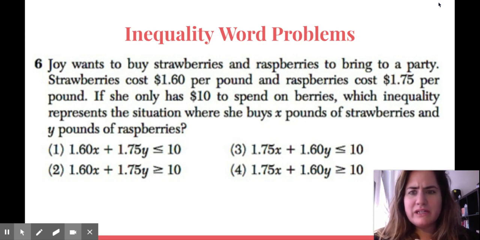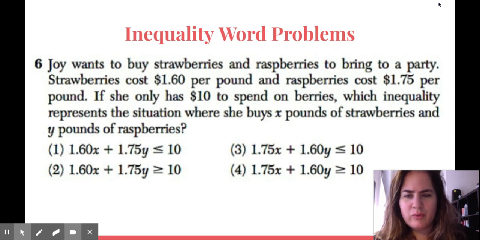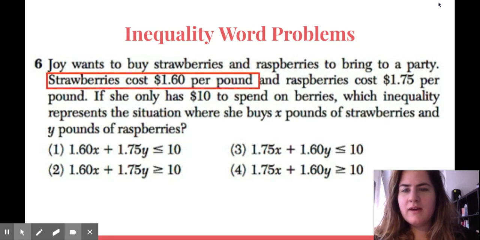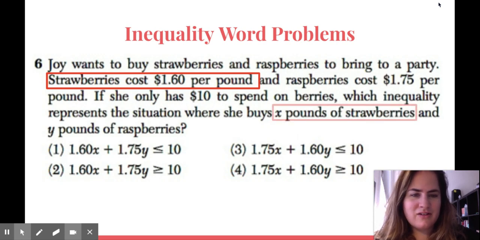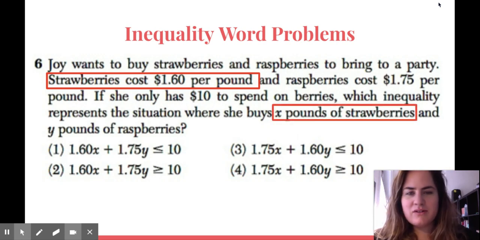So it looks like a lot of reading. Let's go to our choices. I see that choices 1 and 2 have 160x and 3 and 4 have 175x. Let's take a look in our problem for some of those numbers. I see strawberries are 160, and looking a little closer, I see strawberries goes with the letter x. So I'm looking for choices that have 160 and x together, and that means 3 and 4 cannot be my answers.